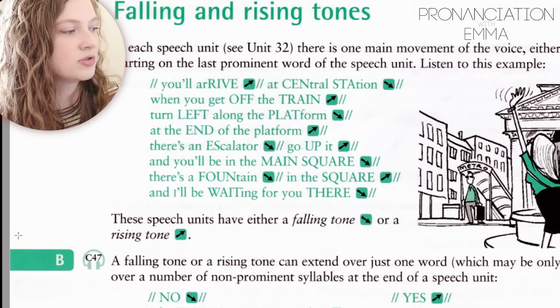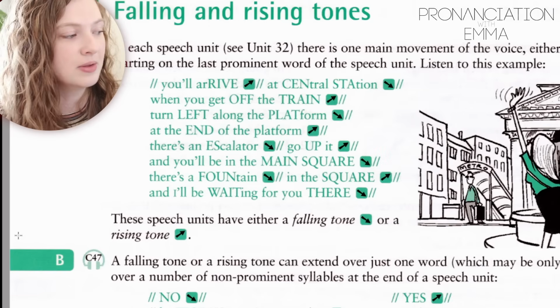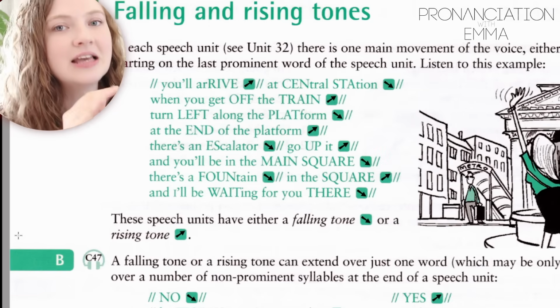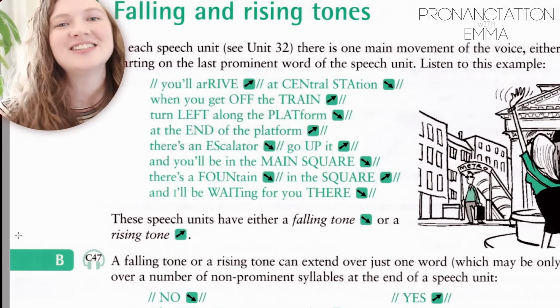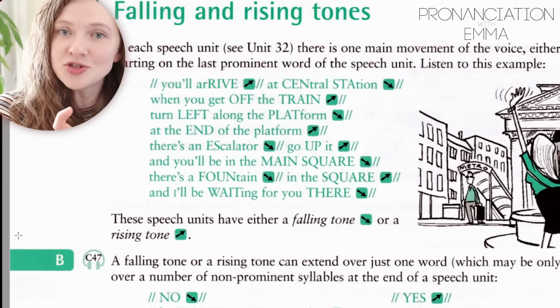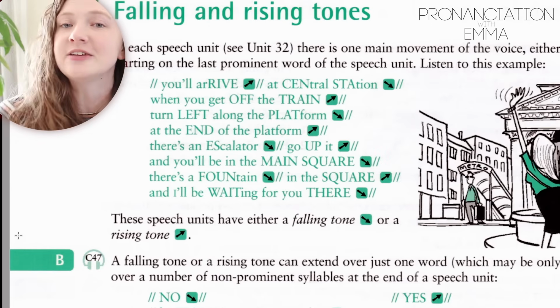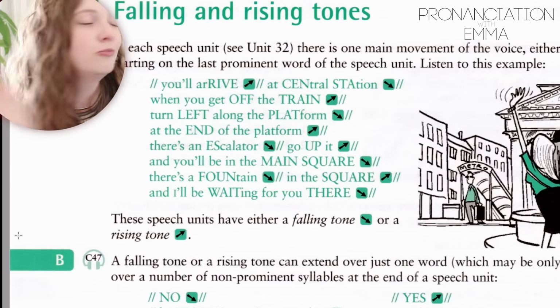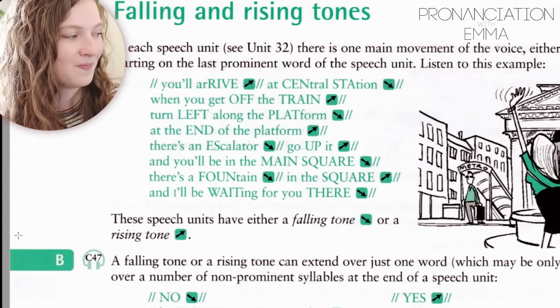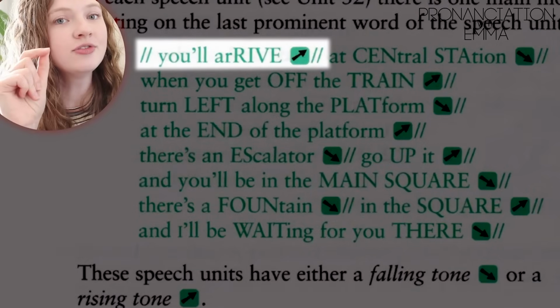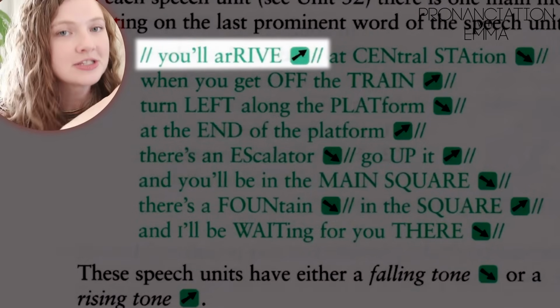So, at Central Station, turn left along the platform. There's an escalator. It goes down, like this, okay? Let's have a practice. So again, I will say each speech unit, I will pause for a moment. If you need more time, pause the video, rewind, do whatever you need to do to practice. But listen and repeat. You'll arrive. Imagine you're asking that question.